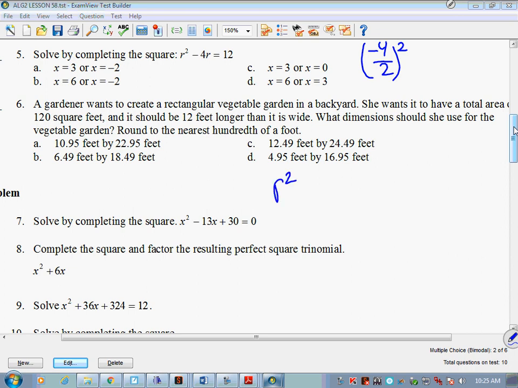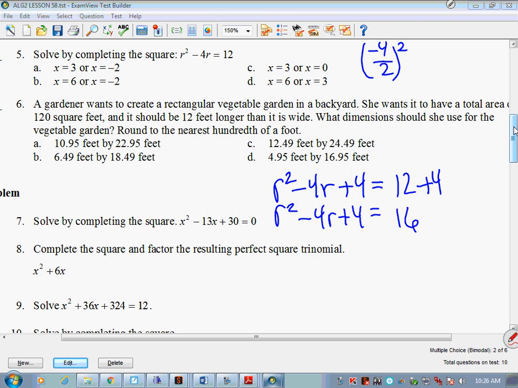We have r squared minus 4r plus 4, right? And then over here I've got 12. What else do I need to do here? Think back to question number 1. All right, but we're not there yet. We're still missing something. We need to add 4 where? To the 12. Good. I'm purposefully leaving stuff out so that I can see if you can follow it. r squared minus 4r plus 4 equals 16.